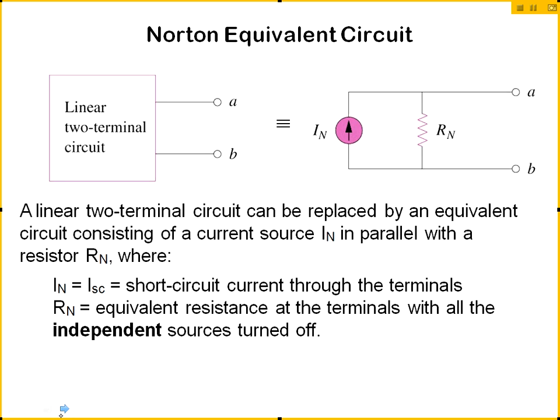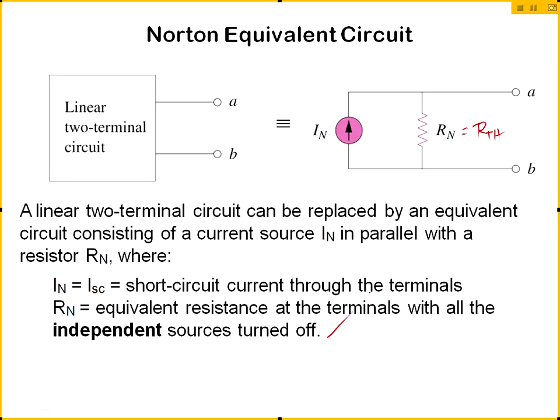Okay, so the Norton equivalent circuit is very similar to Thevenin, right? Except now you replace the original circuit with a single current source I Norton in parallel with R Norton, which is of course this R Thevenin. So the way you find R Norton is the same way you find R Thevenin. Turn off all the independent sources, find the resulting equivalent resistance as seen by the terminals of the load.